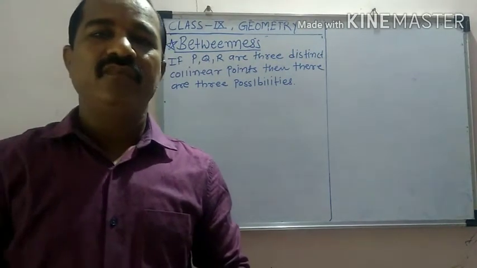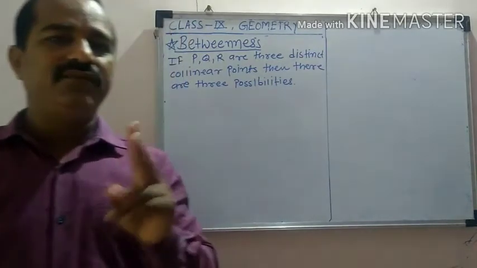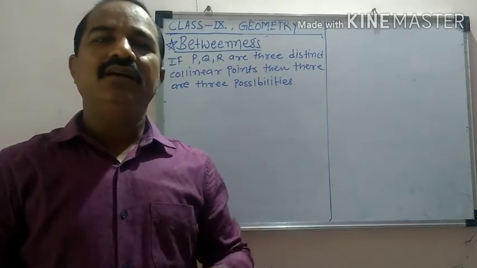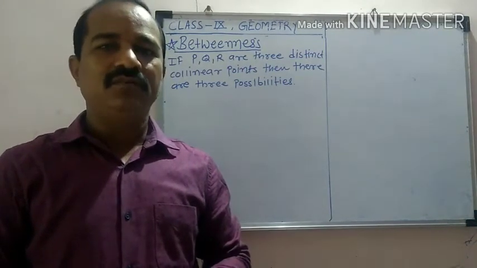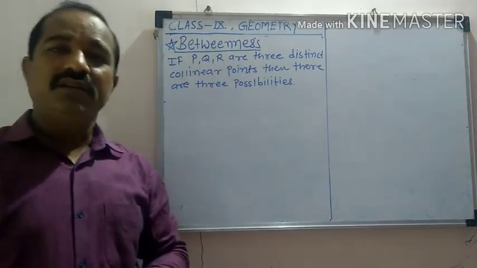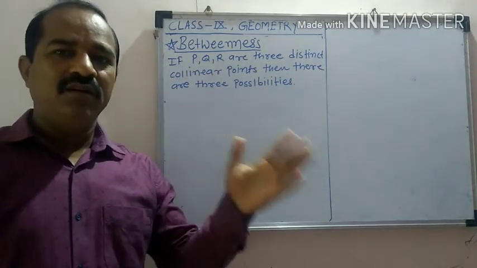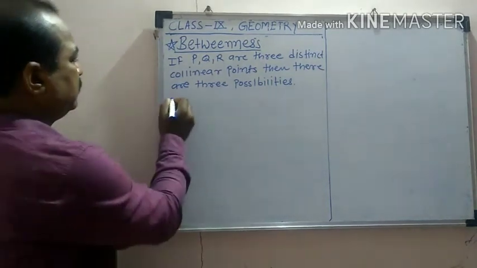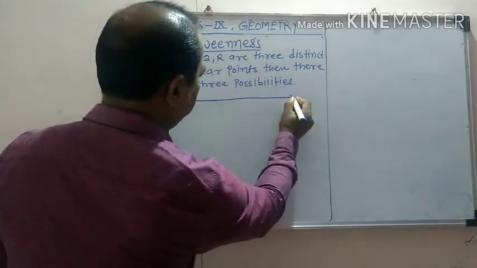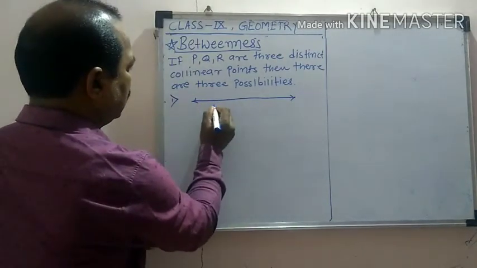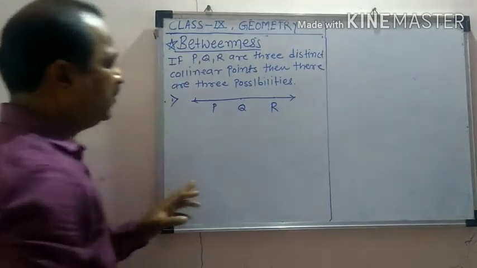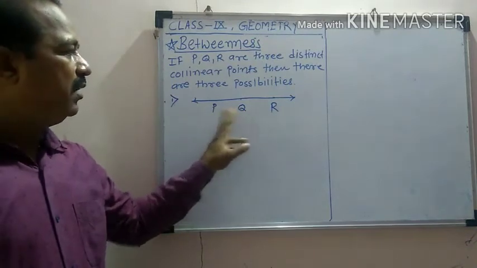Collinear means which points are said to be collinear? If 2 or more than 2 points are there on a straight line, then the points are called collinear points. And here we are given that PQR are the 3 collinear points. Then there are 3 possibilities. The very first is maybe like this: P, Q, R. Here maybe Q lies between P and R.